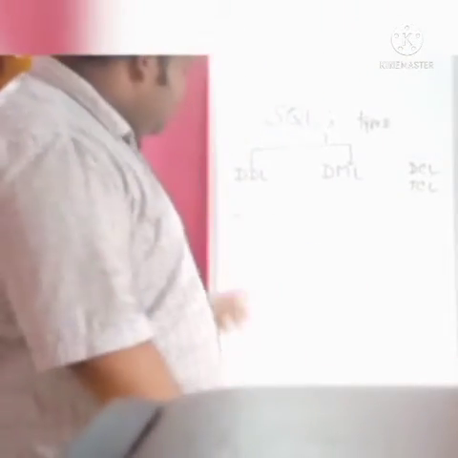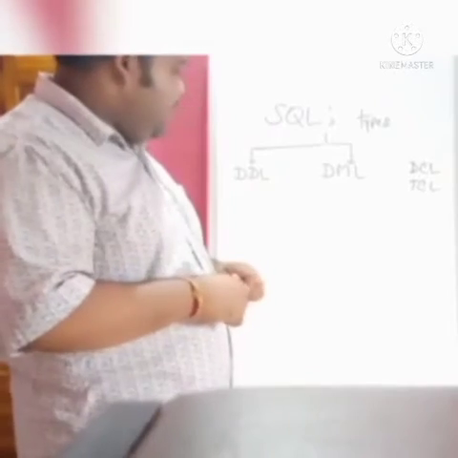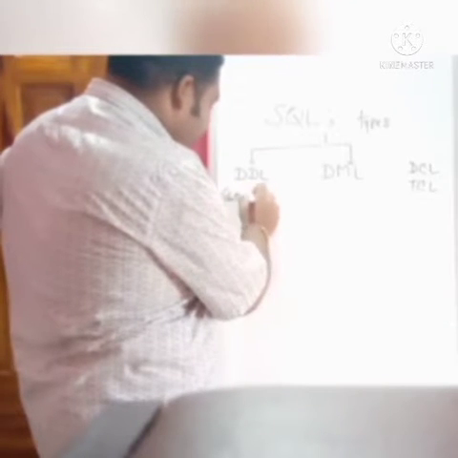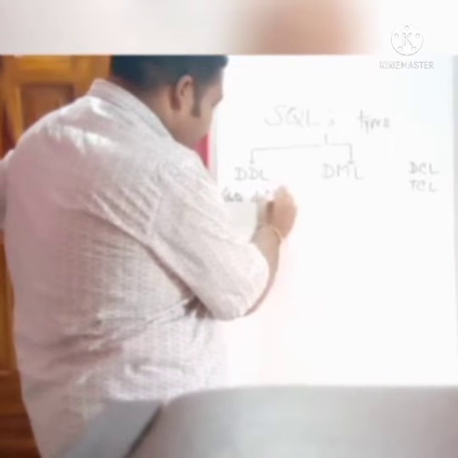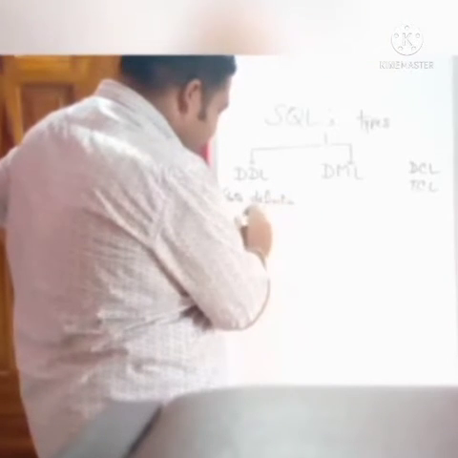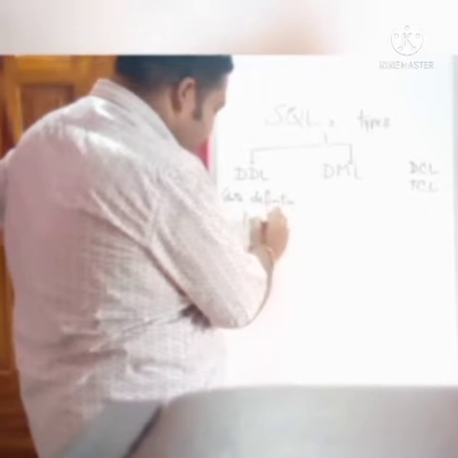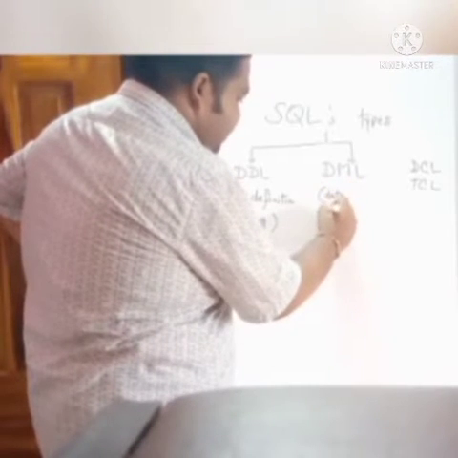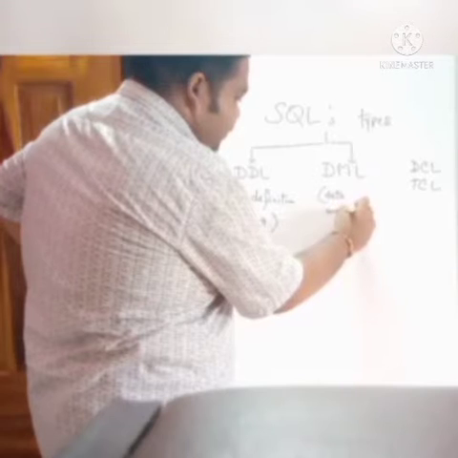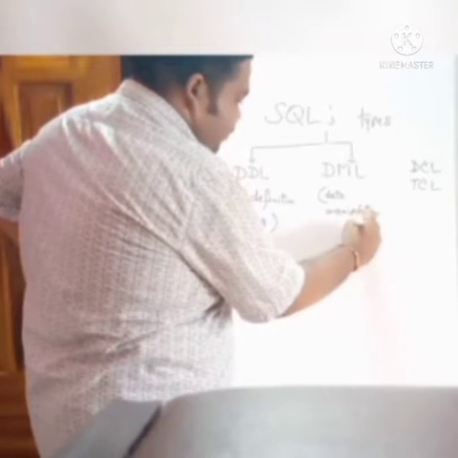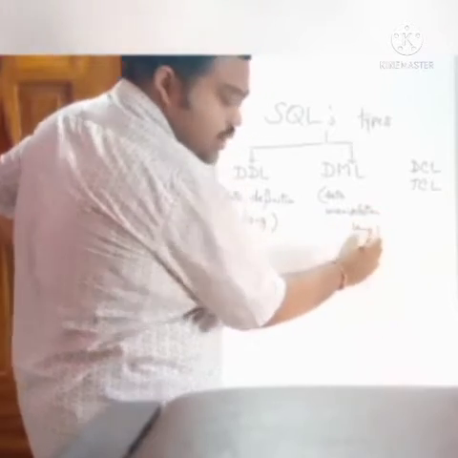Alright. So what is DDL? DDL stands for Data Definition Language. And DML stands for Data Manipulation Language. I'm writing it in short, LNG for language. Alright.